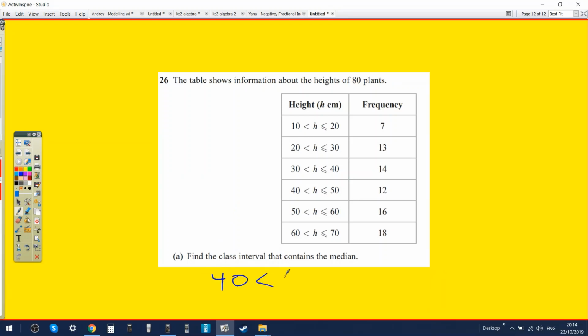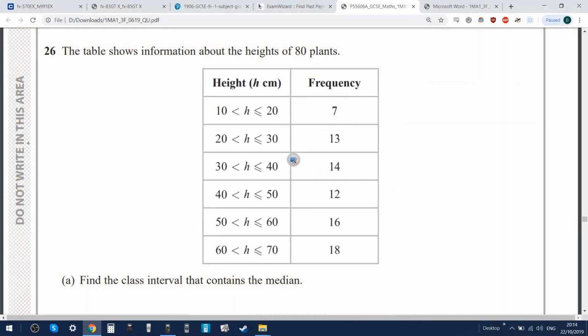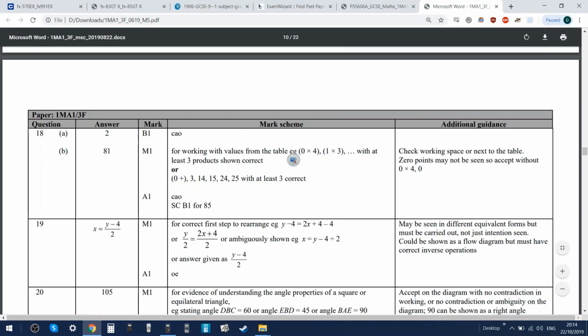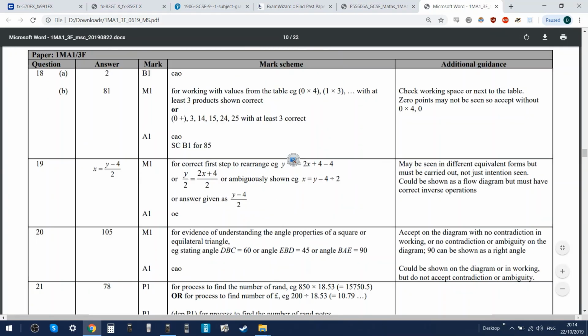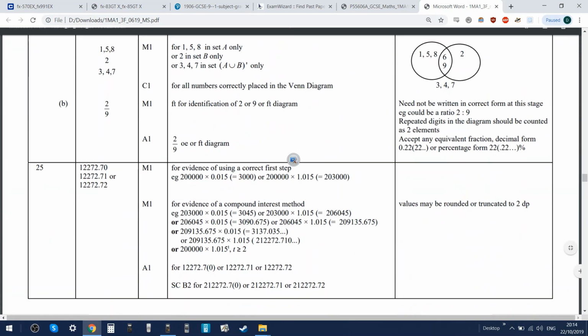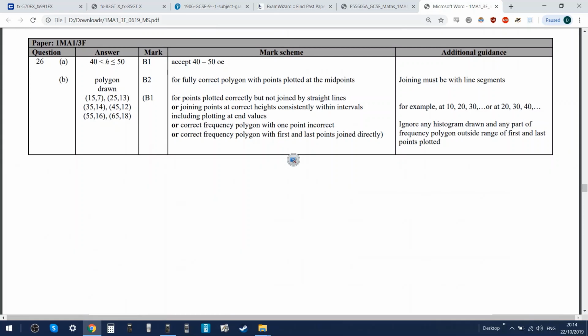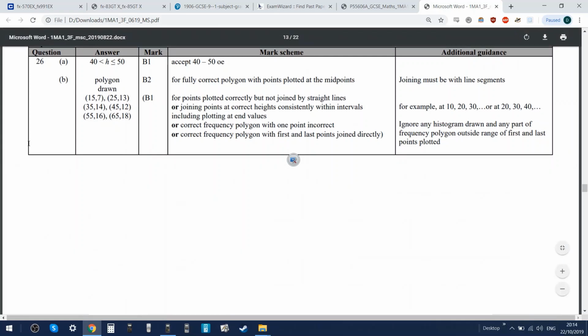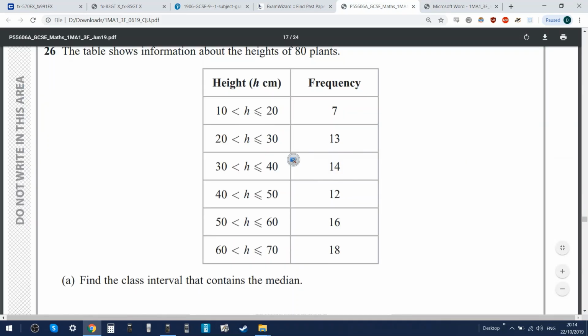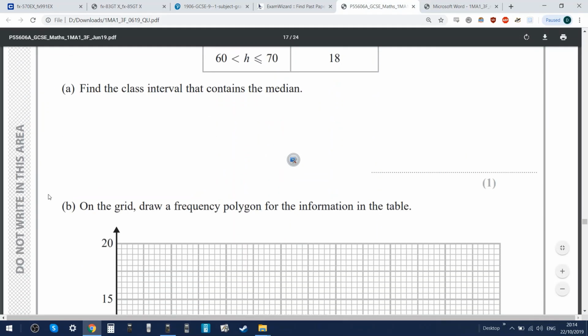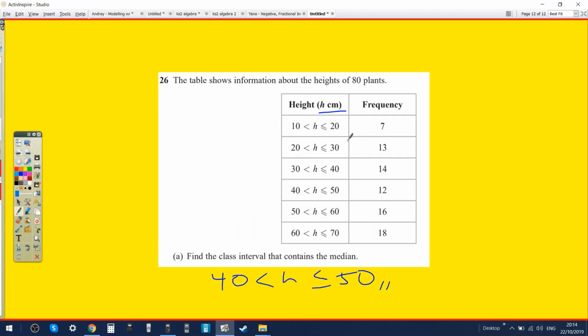H, the height, is between 40 and 50 centimeters. That is it. I bet it is wrong. This was too easy for such a tricky question. Question 26. You cannot just get the median from the calculator. There she be, 40 to 50, and the teacher will tell you to do some tricky thing. I do not do tricky. That was 1 mark. I nearly forgot to write down my 1 mark.